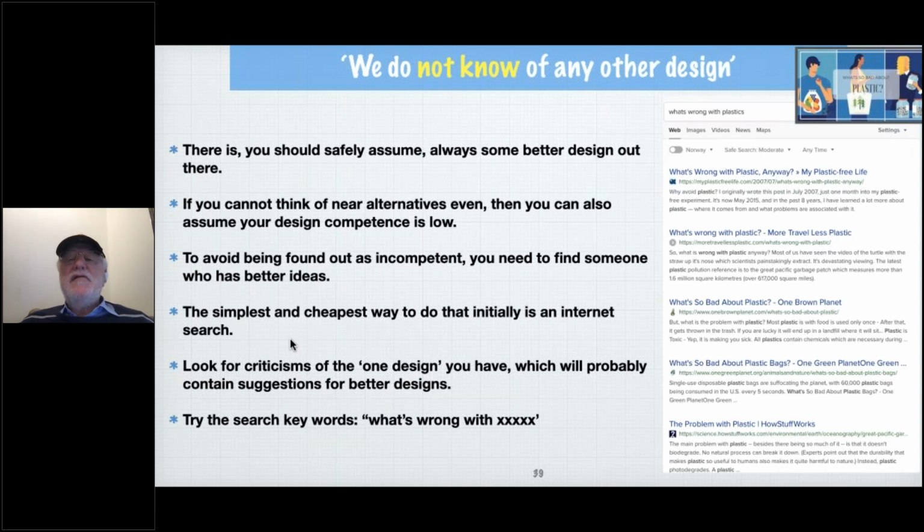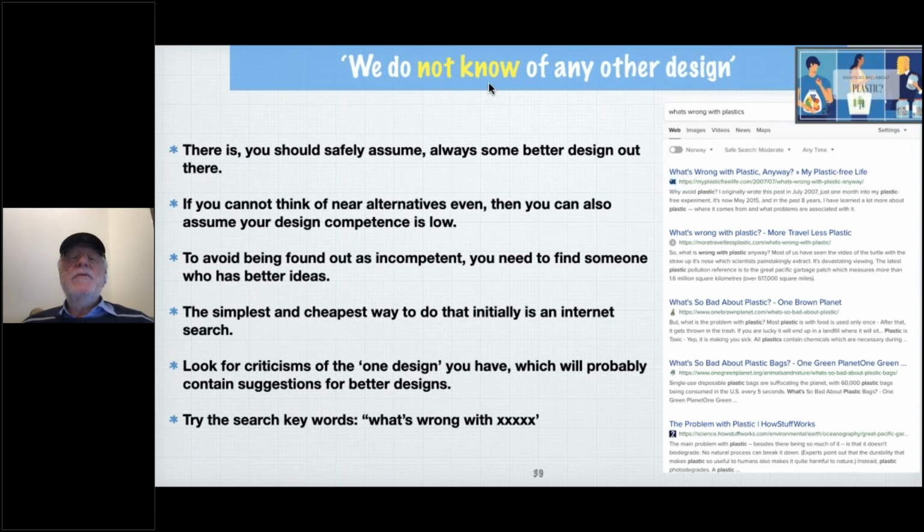And so long story short, if you need a better design, don't use what you know. Try to find out what the universe knows for better designs. Google some key words and try to find, I've suggested a tactic here of saying what's wrong with the design I'm thinking about. And then you would think that the answers to that would give you some hints about what better things there are out there for those, to replace plastic, like with bamboo or paper or something like that.